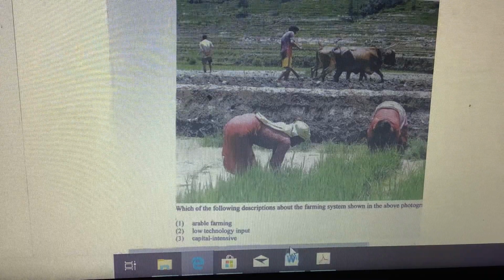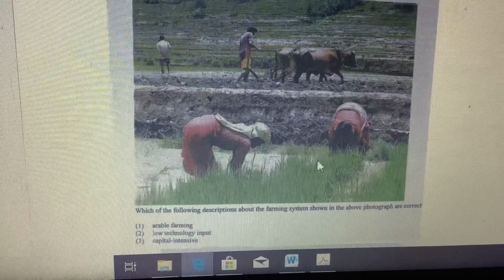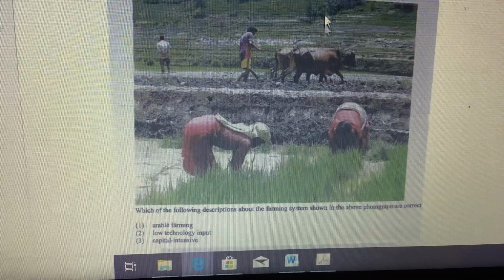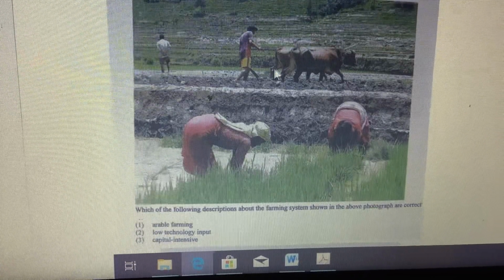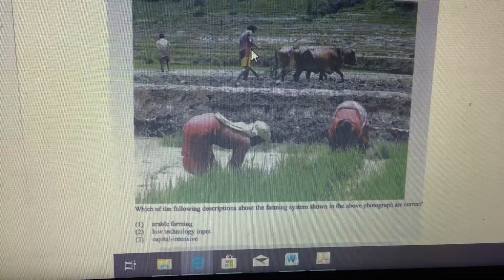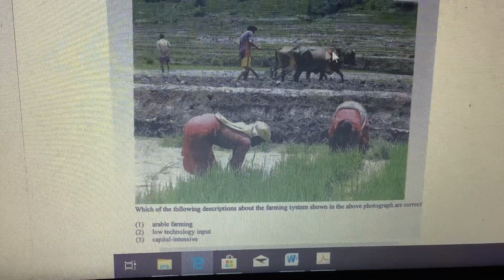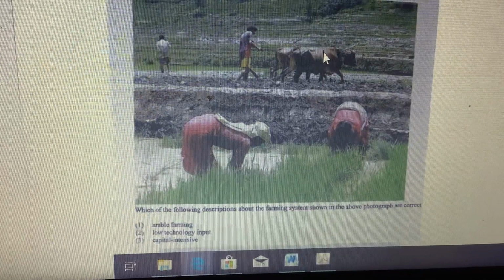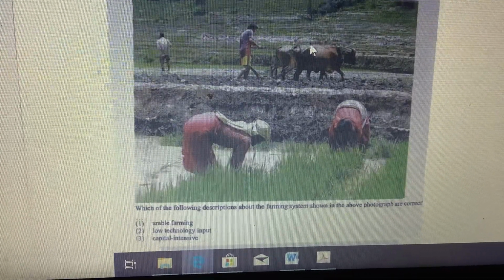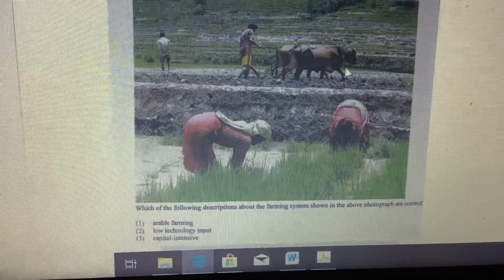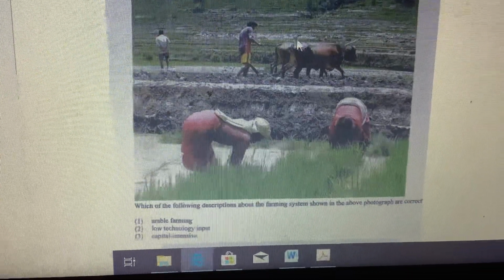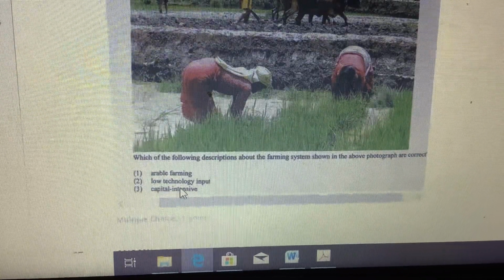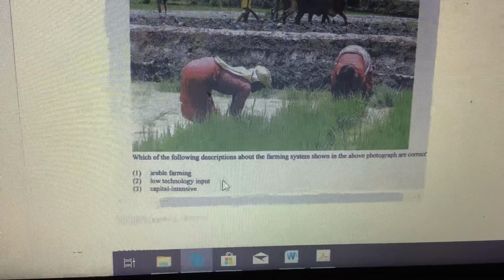Okay, this one you can see what are the description of this farming system. Arable farming, because they are farming, really farming. Some of them may think that, oh, we are having cow, but the cow is actually helping the farmer to farm. So this cow is not going to eat. The muscle is very tense and it's very hard to eat. Don't try to eat this cow because this cow is very hard for the meat. Okay, low technology input, right? And then capital intensive, is it? No. So number 1 and number 2, no doubt.